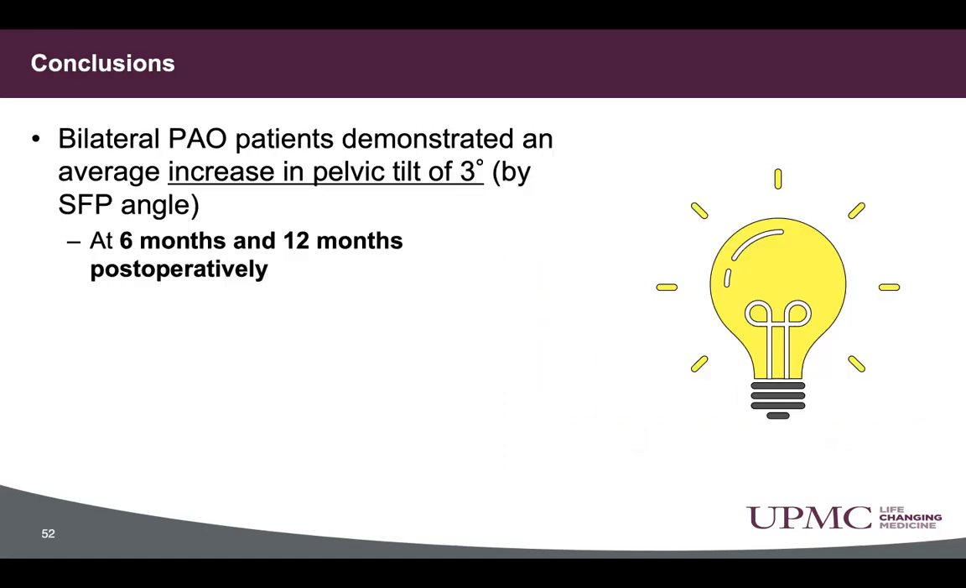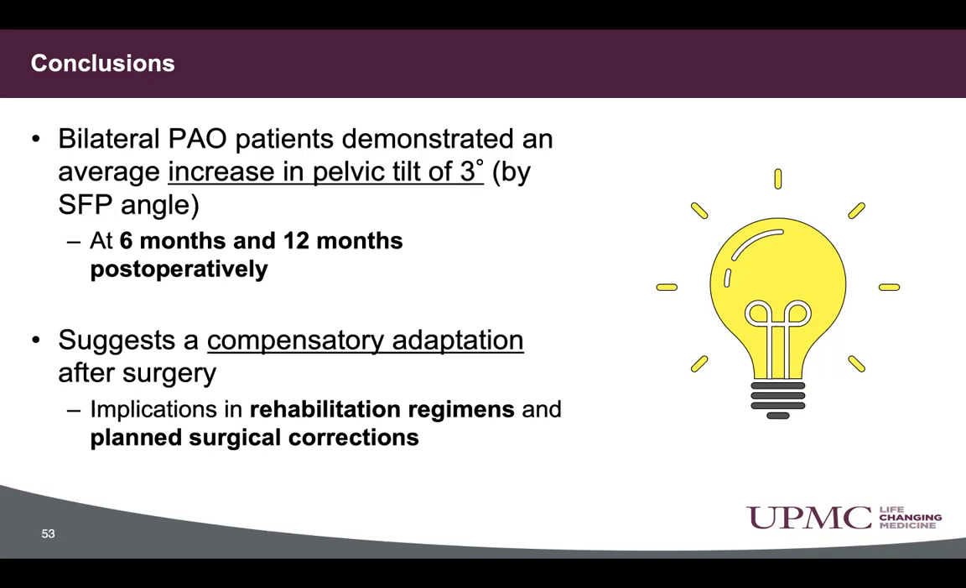The conclusion from this study is that in our cohort, bilateral PAO patients demonstrated an average increase in pelvic tilt of 3 degrees as assessed by SFP angle at 6 months and 12 months postoperatively. And it suggests a compensatory adaptation after surgery with implications in rehabilitation regimens and planned surgical corrections.